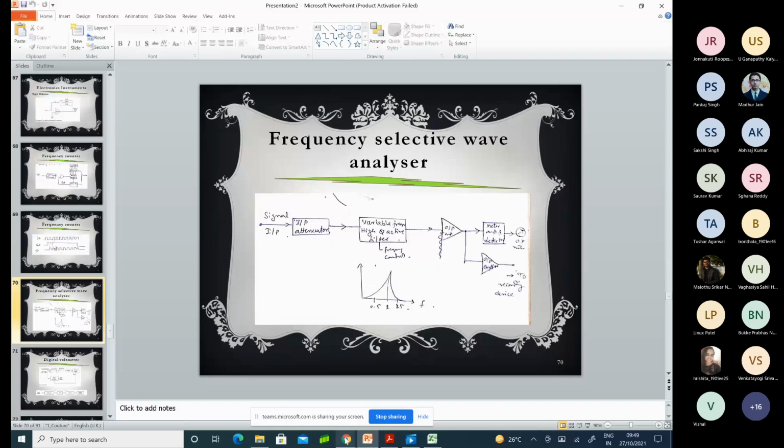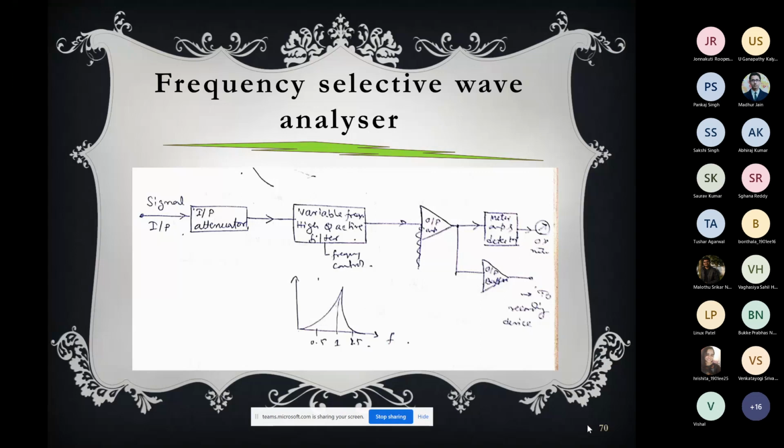Now, if you see the different blocks of this instrument, first we have the signal input, which is coming, and you have the input attenuator. Then the important block is the variable frequency high Q active filter. So you filter it. Variable frequency, you know up to which frequency you can filter it.